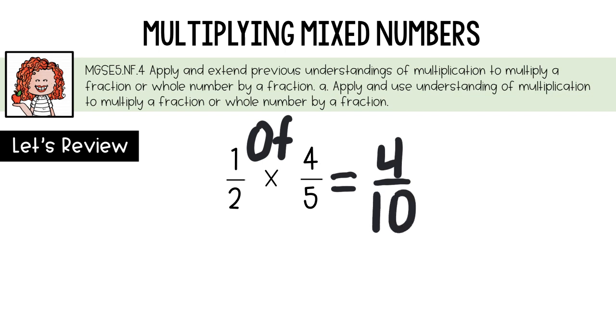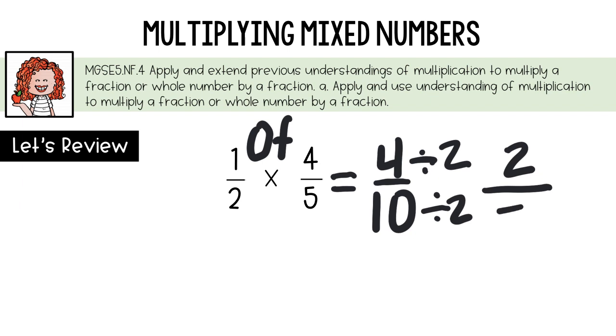So I have a fraction. And I know from my review that this fraction can be simplified. So let's think, what is a common factor between both these numbers? Definitely 2, because they're both even. 4 divided by 2 is 2. 10 divided by 2 is 5. So my answer is 2/5.